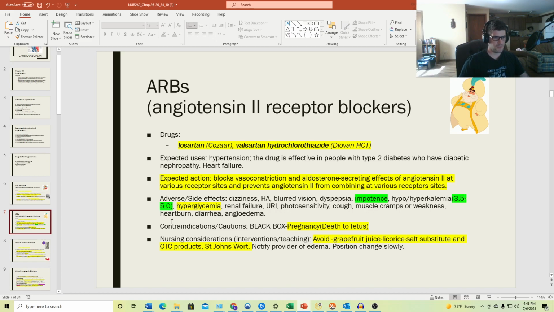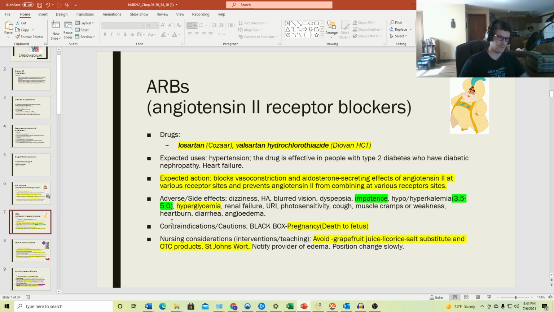Expected action, so we have to know it. Expected action for ARBs, losartan and valsartan: blocks vasoconstriction and aldosterone secreting effects of angiotensin 2 at various receptor sites and prevents angiotensin 2 from combining at various receptor sites. I say again, the expected action is blocks vasoconstriction and aldosterone secreting effects of angiotensin 2 at various receptor sites and prevents angiotensin 2 from combining at various receptor sites.